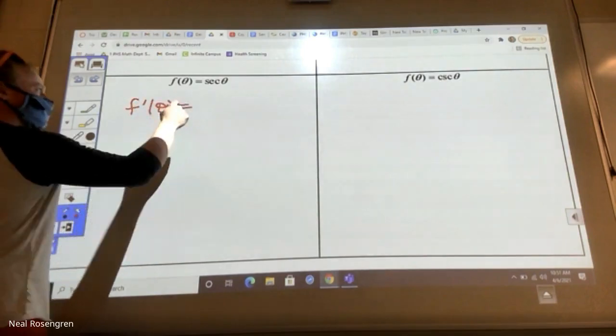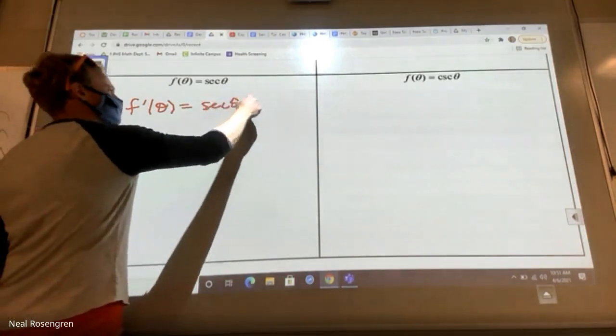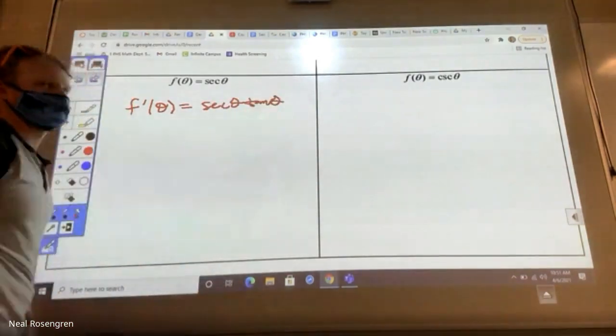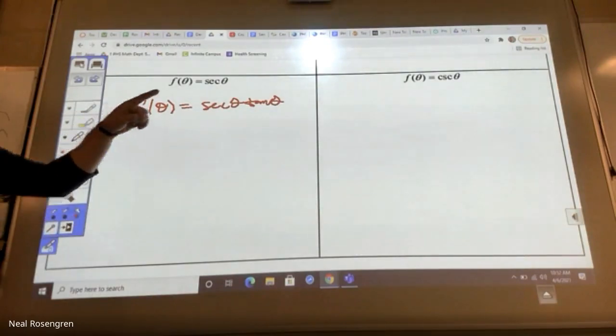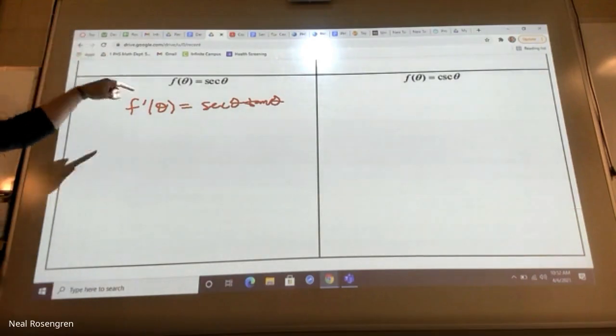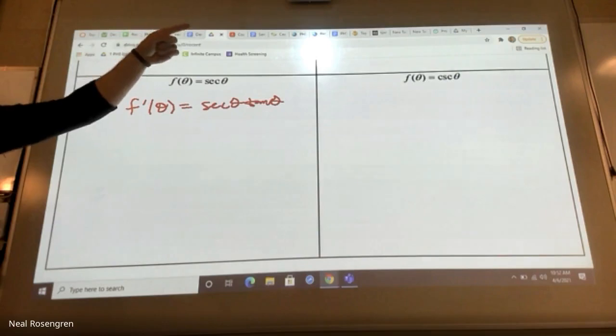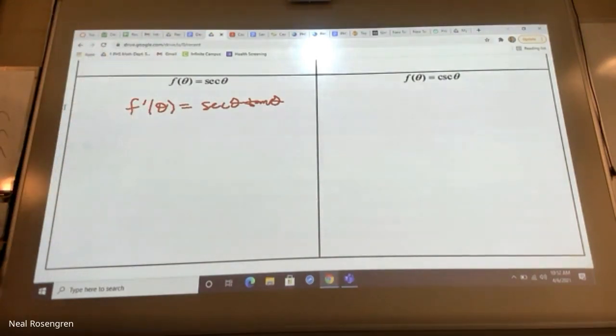Negative cosecant squared. So this one was secant tangent. So what do you think this one's going to be? It went: tangent was secant squared, cotangent was negative cosecant squared. So it went from positive to negative and from secant to cosecant.